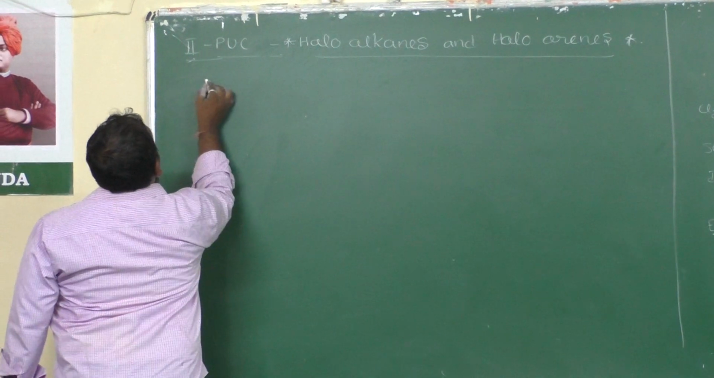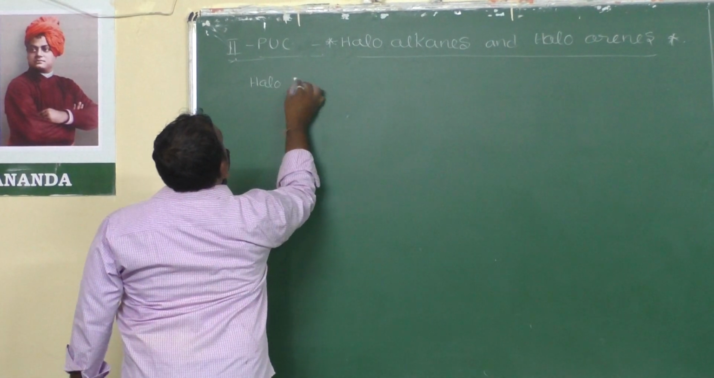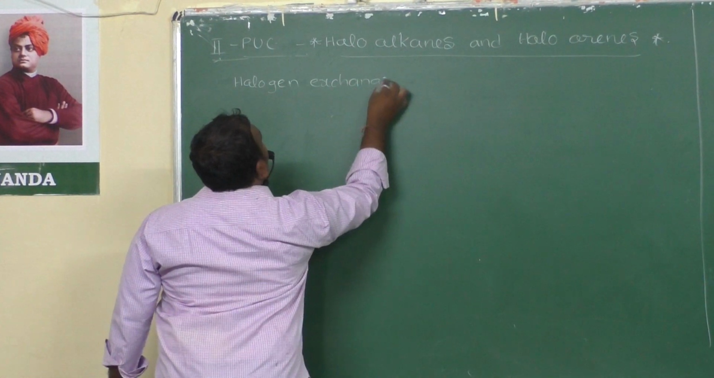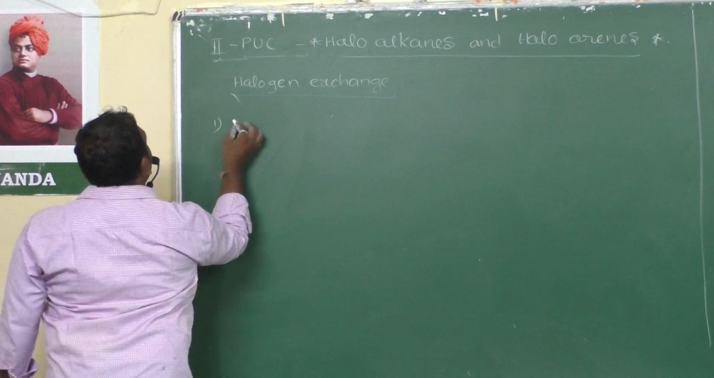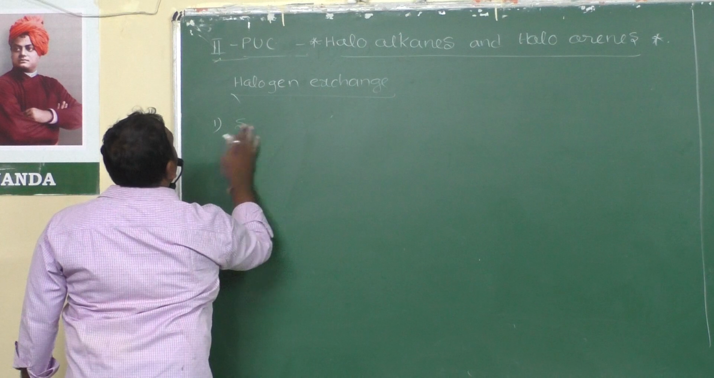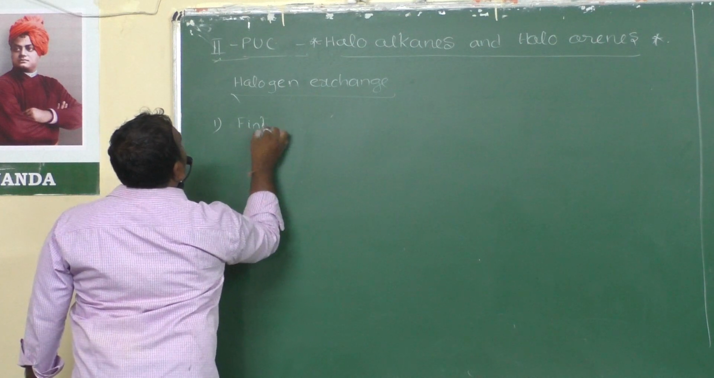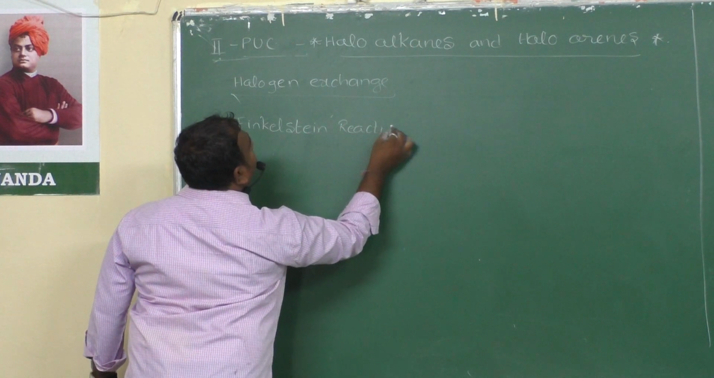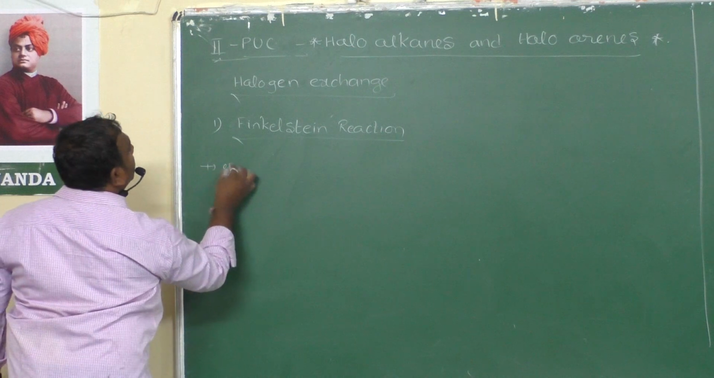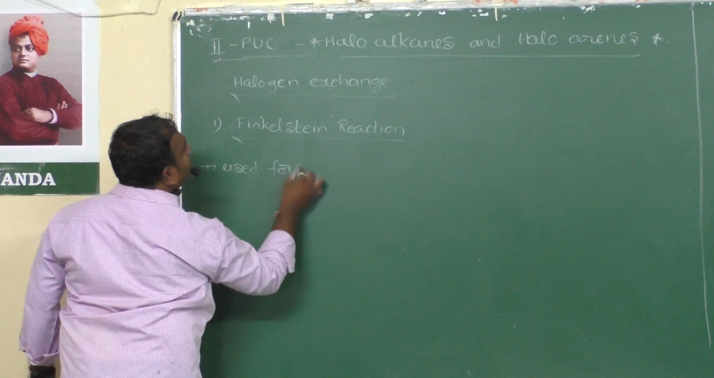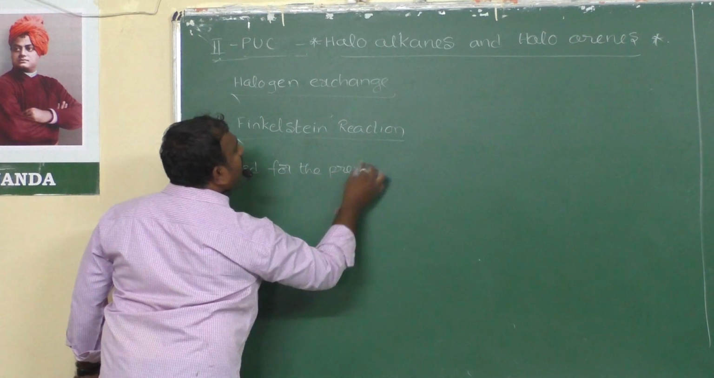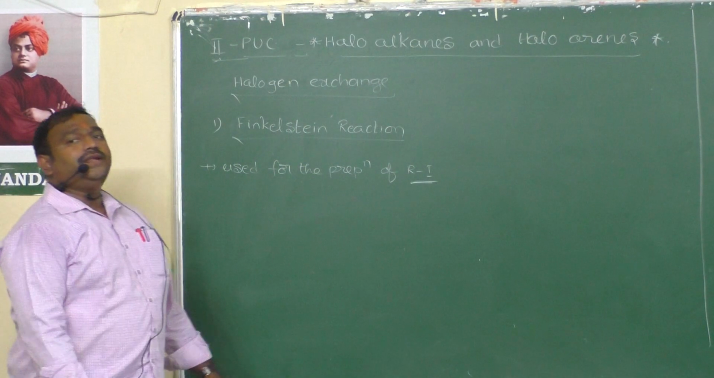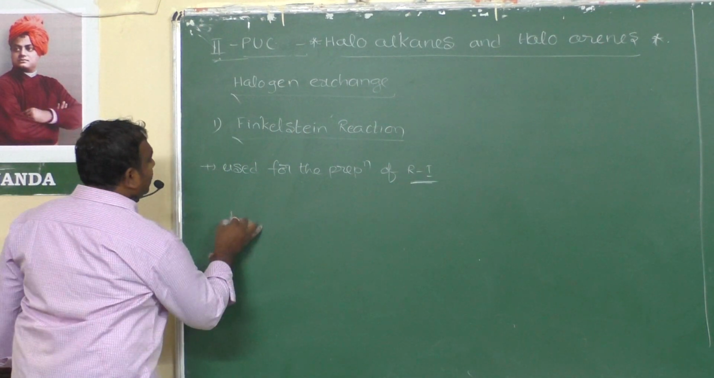Last method, halogen exchange. First one is the Finkelstein reaction. It is used for the preparation of alkyl iodides only.